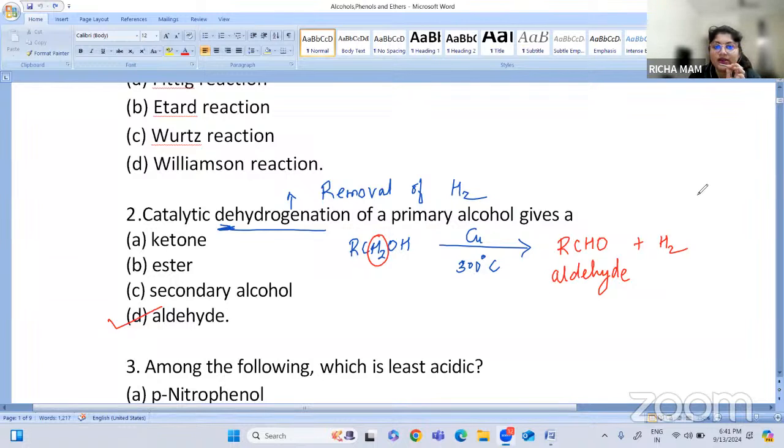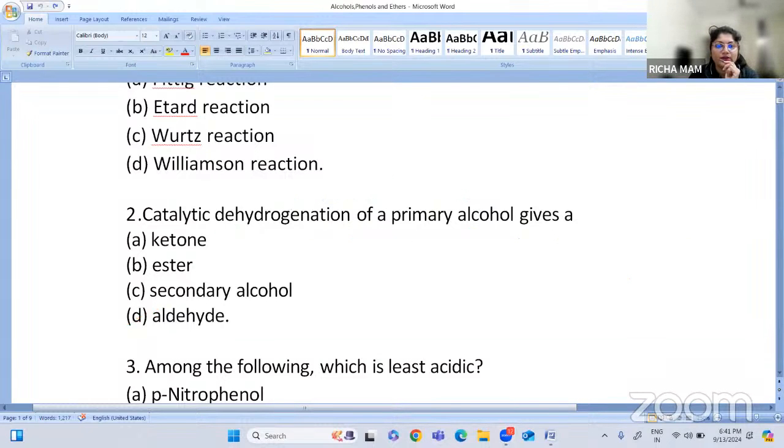Let me see who all have answered D. Asma has answered, Shri Varuni has answered, Amulya has answered, Dupna has answered. Very good. Preeti has answered. Raichur College has answered. Very good. So D is the answer. When we do dehydrogenation, removing the hydrogens, we get an aldehyde. Let us go for the next one.